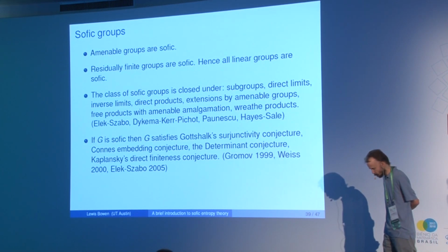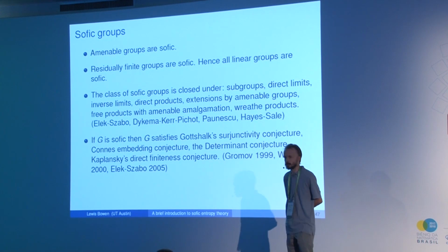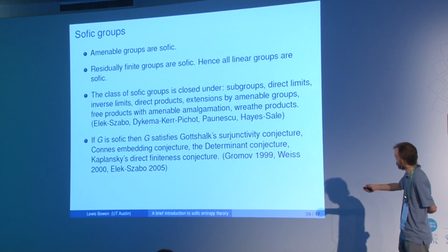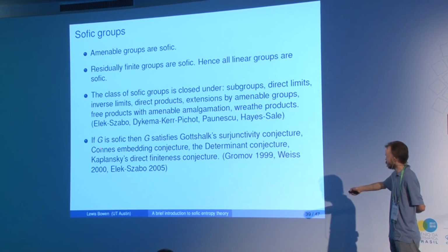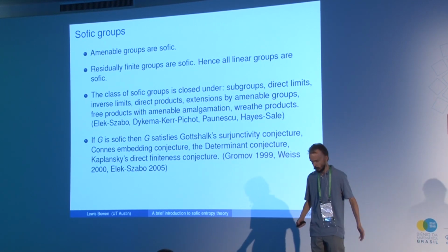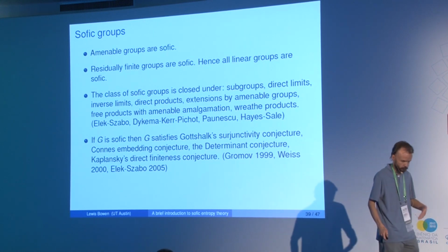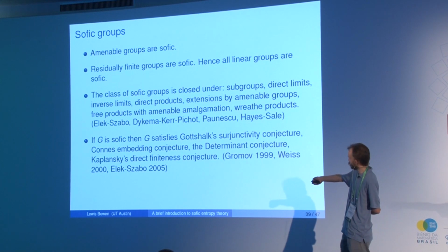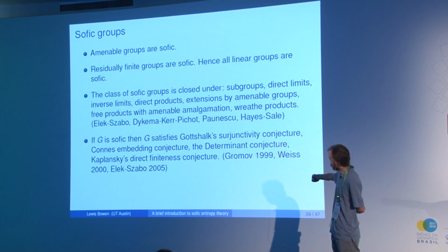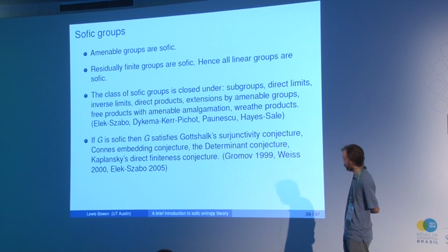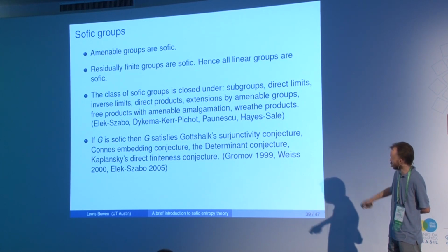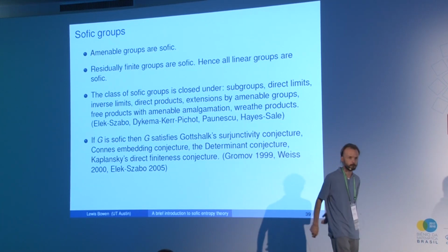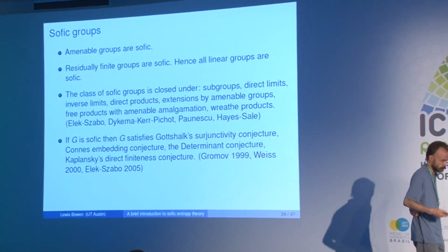Also, Sofic groups satisfy many interesting properties that are conjectured to hold for all groups. So Gottschalk's surjunctivity conjecture is one of these. Connes' embedding conjecture is one. That's that the group von Neumann algebra embeds into an ultraproduct of hyperfinite II_1 factors. The determinant conjecture, which is a conjecture in L2 invariants, and Kaplansky's direct finiteness conjecture, which is a conjecture about the group ring. Group rings over finite fields.